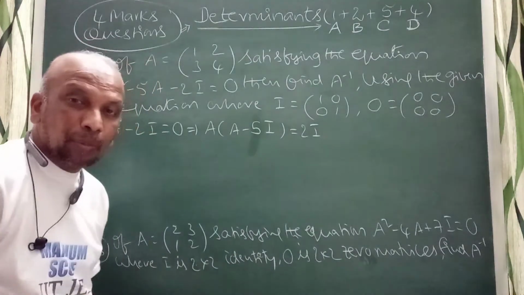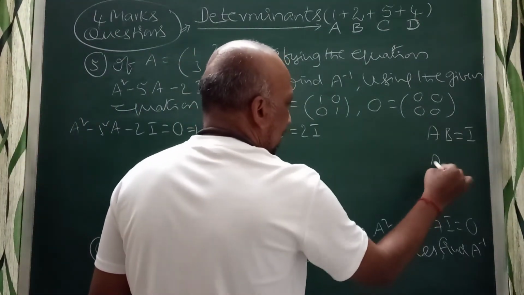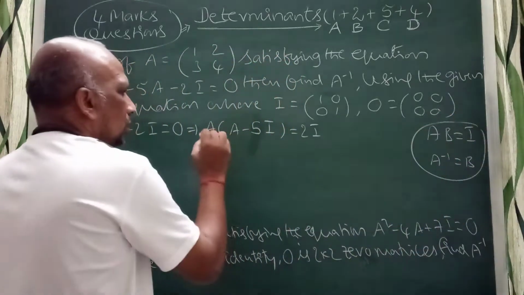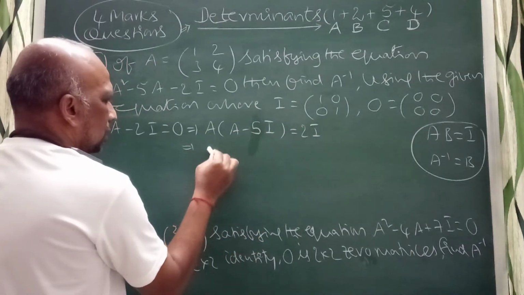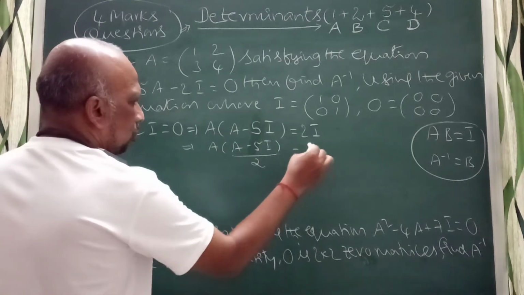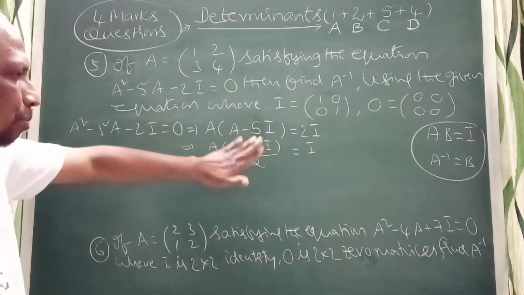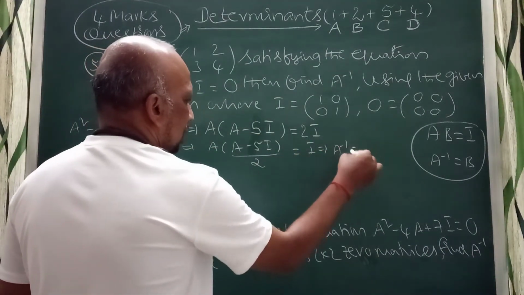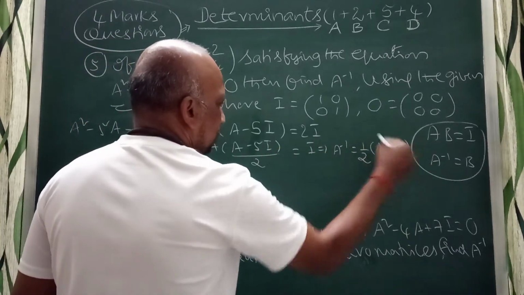I told the concept previously also: whenever AB is equal to I, I can write A inverse is equal to B. Prove this concept here, right? Then I got this one, but I want only I here. So what I will do, I can divide this: A into A minus 5I by 2 equal to I. 1 by 2 into, this is A, this is B. From this I can conclude now, A inverse is equal to 1 by 2 into A minus 5I.